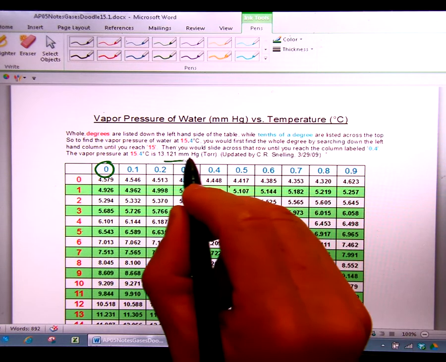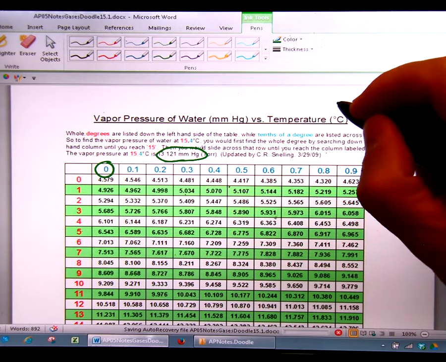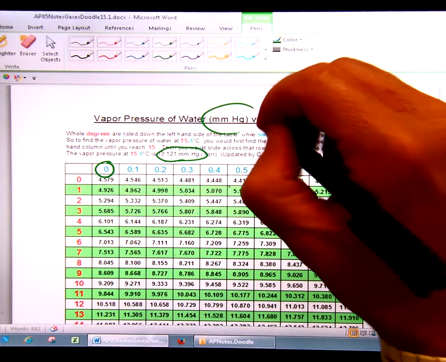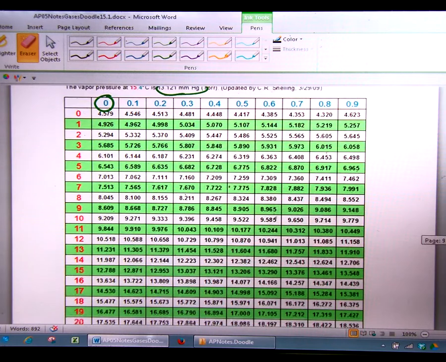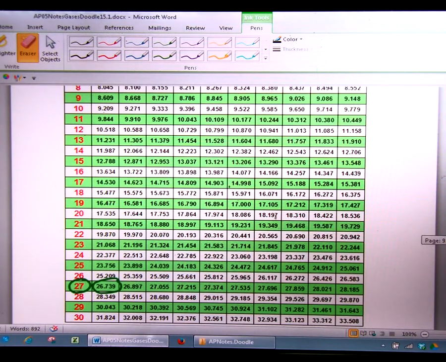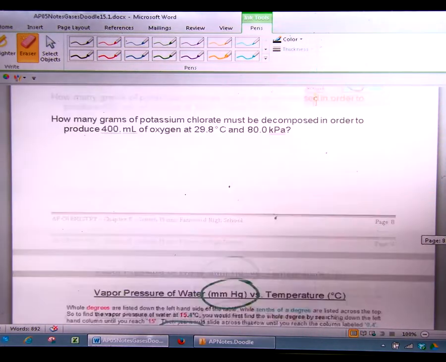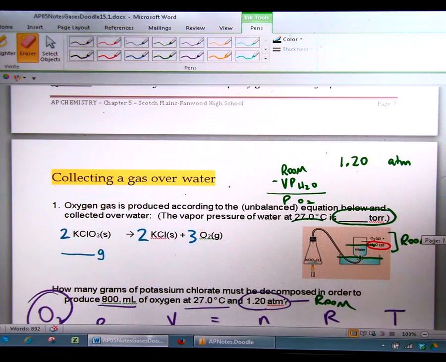Okay? So you have to understand this is in millimeters of mercury. You might even want to, oh, here it is. You could just circle that right there. Okay? It's in millimeters of mercury. So our number is 26.739. So that's millimeters of mercury.